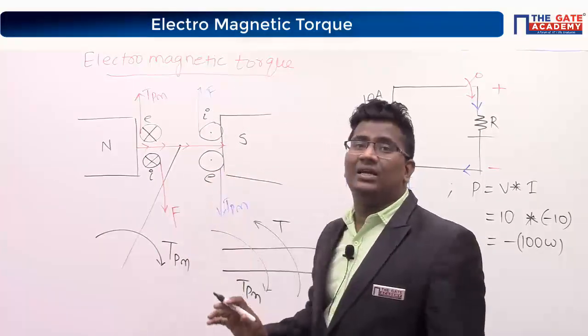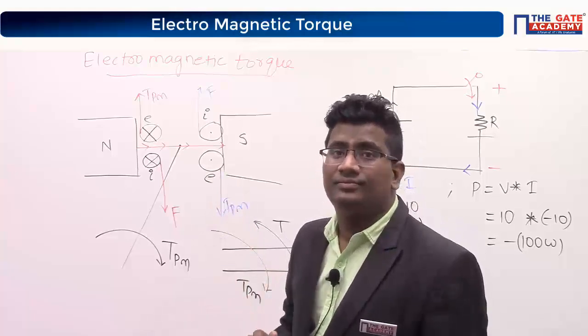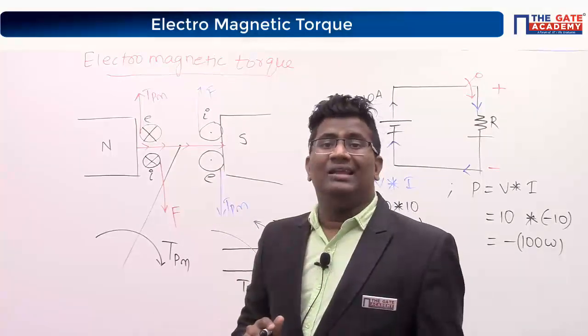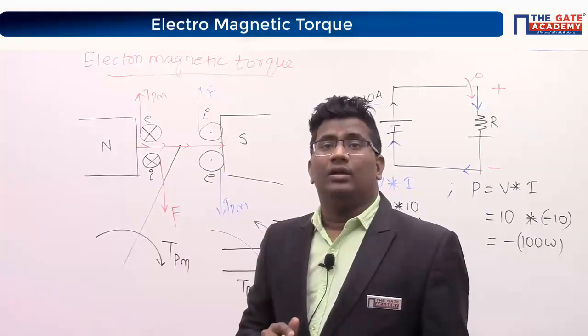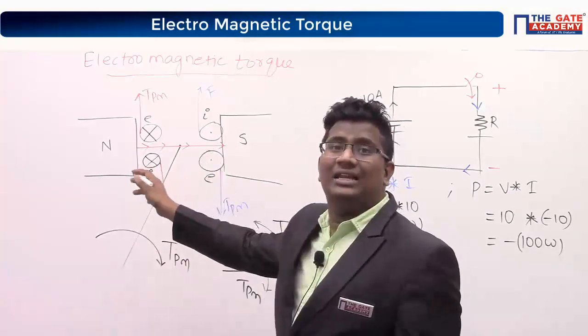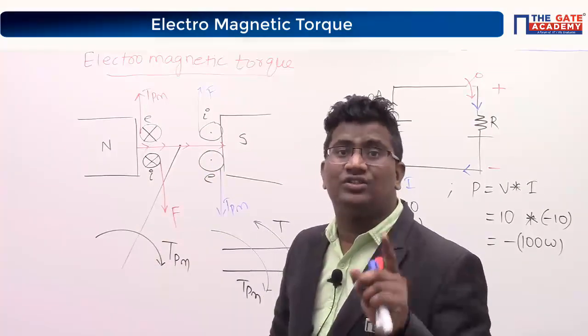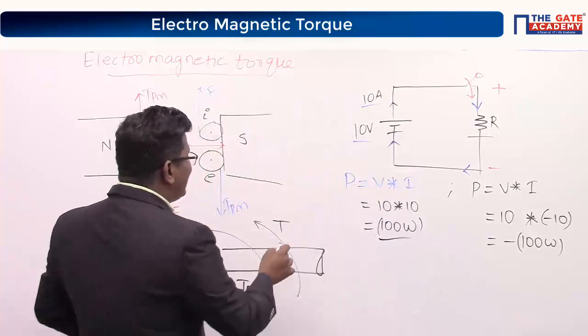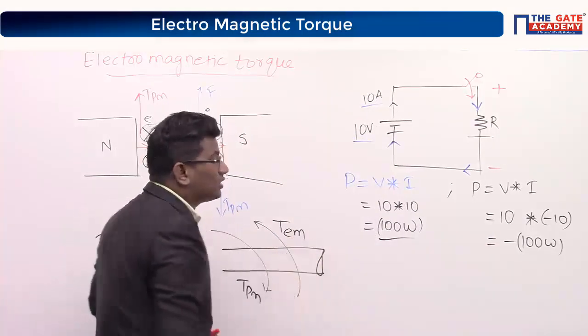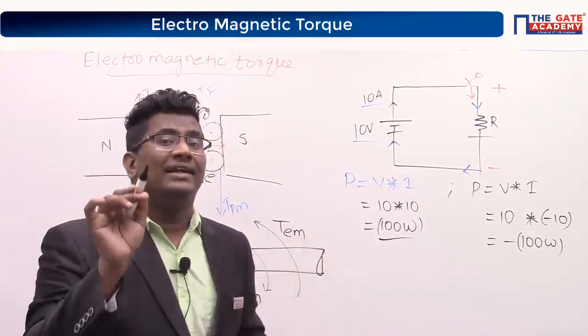Is this force acting linearly or angularly? The force is acting on the conductor, is it linear or angular? Yes, angular force. That is called torque. That torque is known as electromagnetic torque.